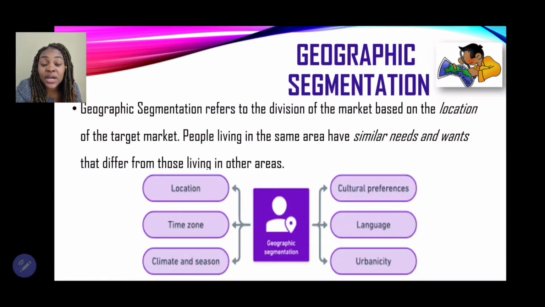Where does our target market live, right? What do they prefer? What are their needs? Their needs and wants are similar, and how is it that we can cater to those needs?